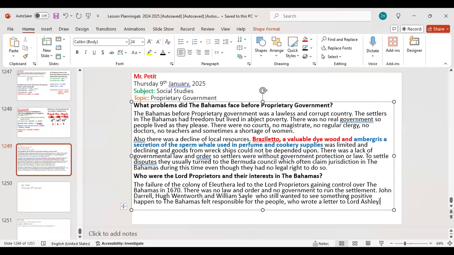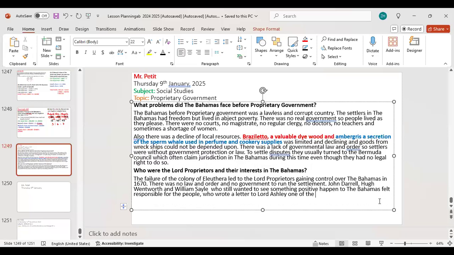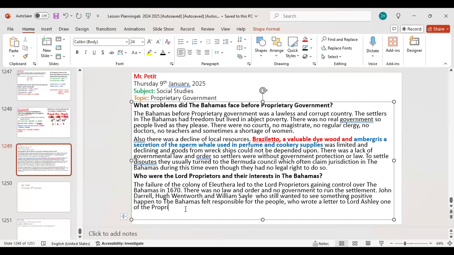All right, Lord Ashley. So who wrote to Lord Ashley? One of the proprietors of Carolina, begging them to take control of the Bahamas.